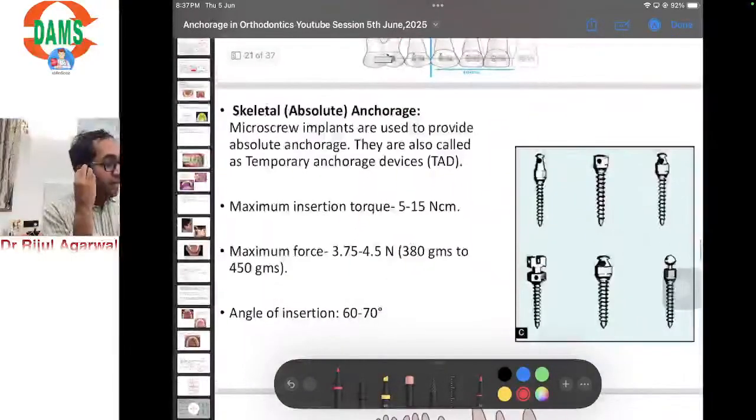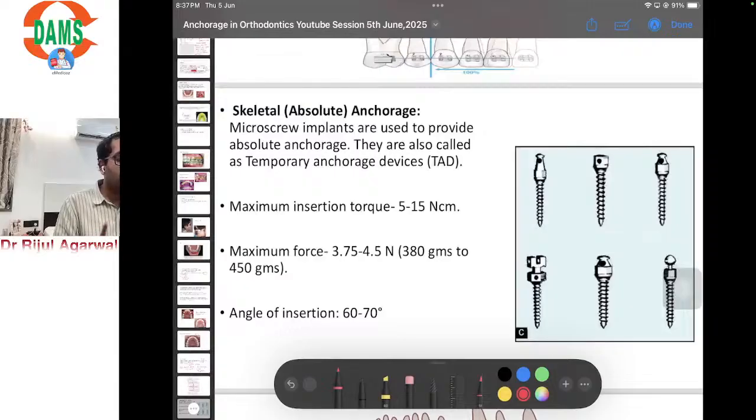Coming to skeletal anchorage or absolute anchorage, the first example is TADs or temporary anchorage devices. These are like implants but smaller than those. Implants which are used for prosthetic purposes are for replacement of teeth. Here they are not used for prosthetic purposes, hence they are temporary, meaning they are inserted during the treatment. Once the orthodontic treatment is completed, they are taken out. Prosthetic implants are fixed implants.